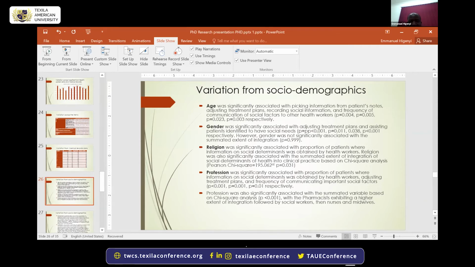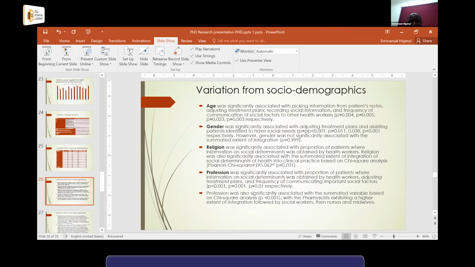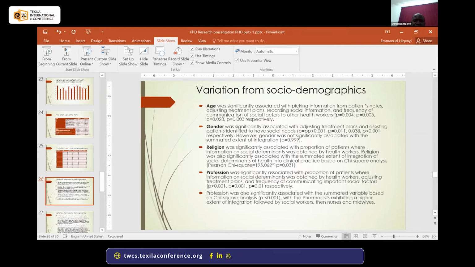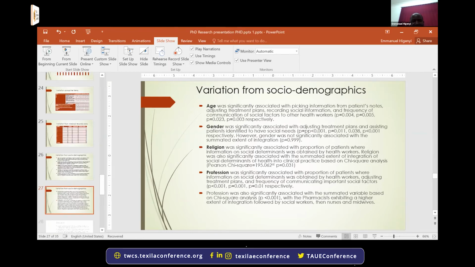And I see age, gender, religion all being significantly related to a number of the factors, but also to the summated variable for the extent of integration. What I have noted here is that profession and the professional body behave similarly, because the professional body most of the time is closer to what the profession is in most cases.